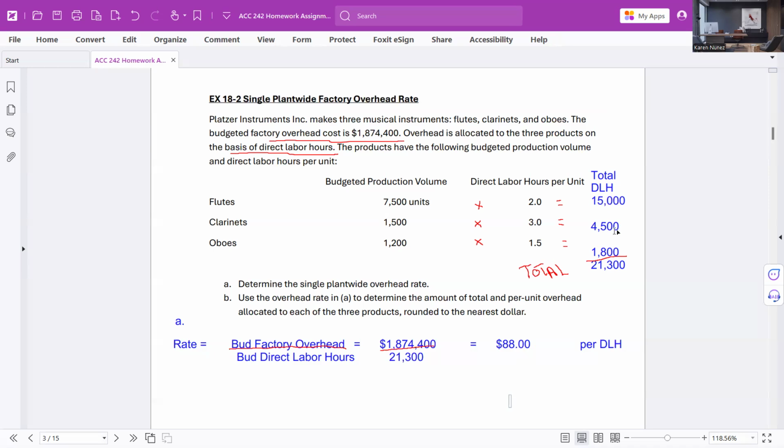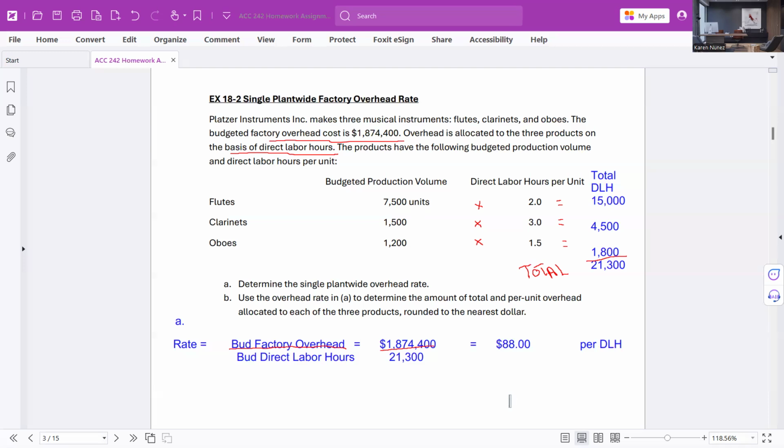15,000 hours times $88 an hour. Clarinets is 4,500 hours times $88 an hour. Oboes is 1,800 hours times $88 an hour. And if we want to know what the overhead is per unit, we'll just divide the overhead that we allocate by the number of units. That's it. Divide the overhead by the number of units.